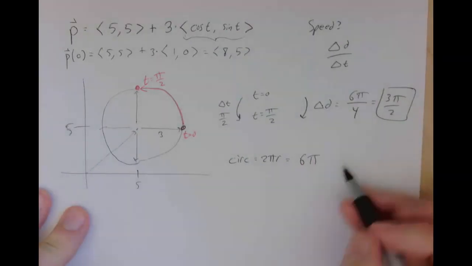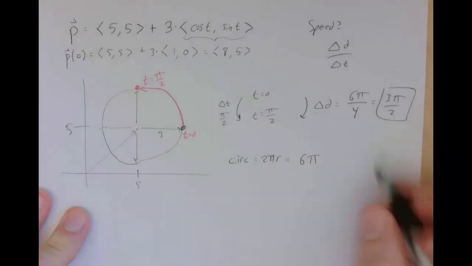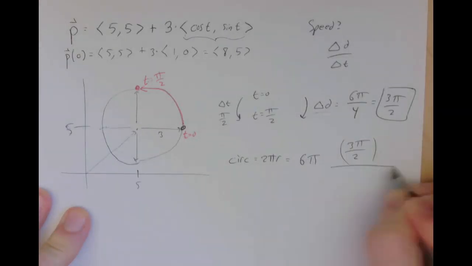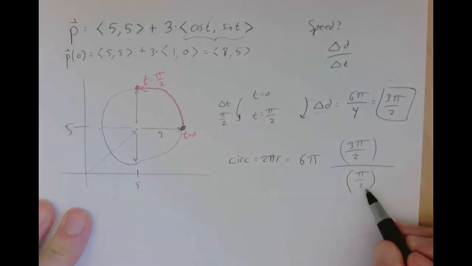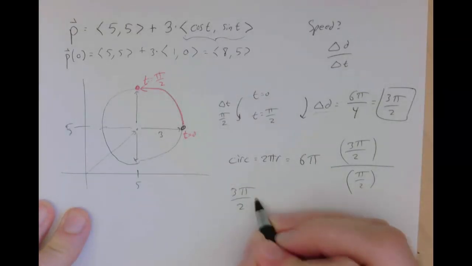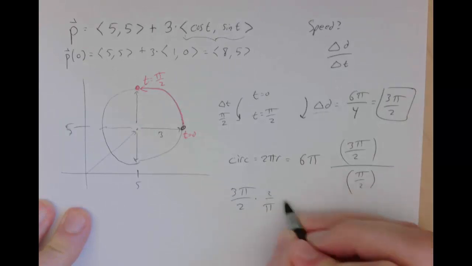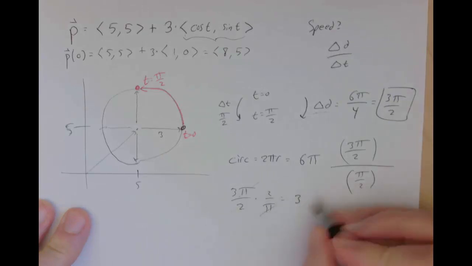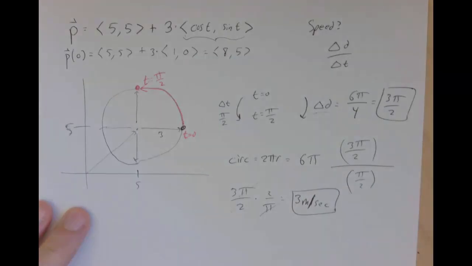So what's my speed? It's change in distance over change in time. So it's 3 pi over 2. That's the change in distance. Change in time is pi over 2. Let's do it this way: 3 pi over 2 times 2 over pi. So now the pi's divide each other to be 1. The 2's divide each other to be 1. So my speed is 3 meters per second.